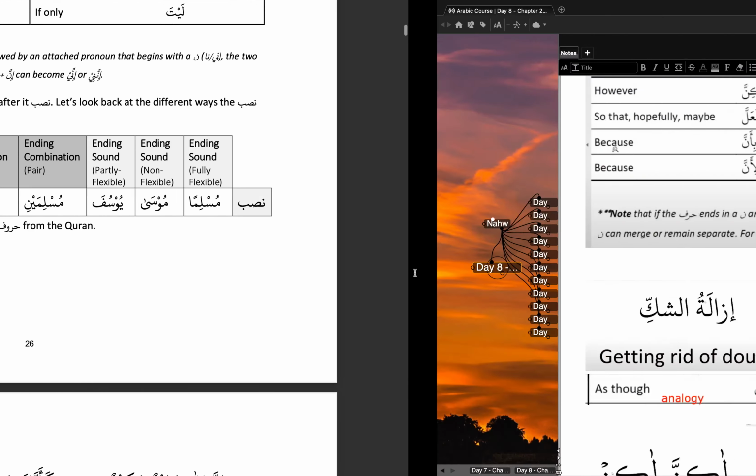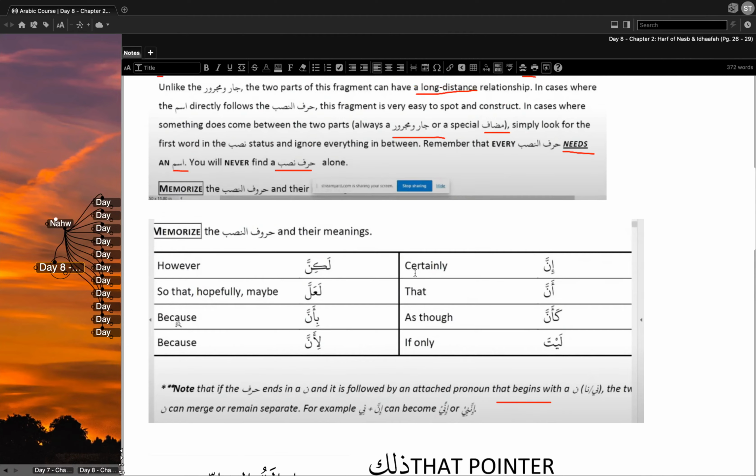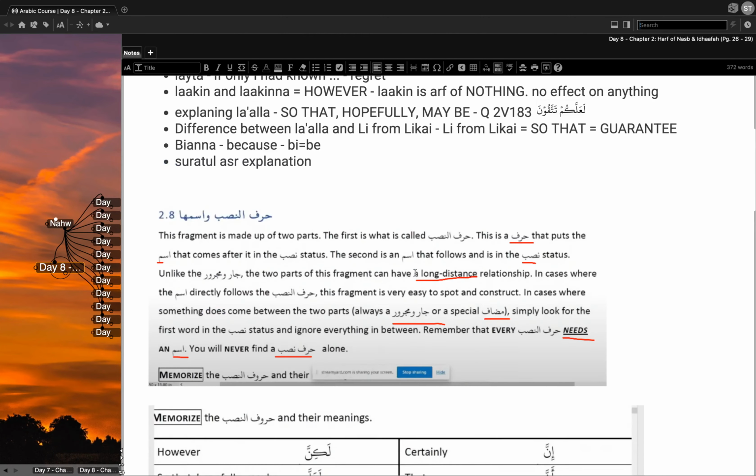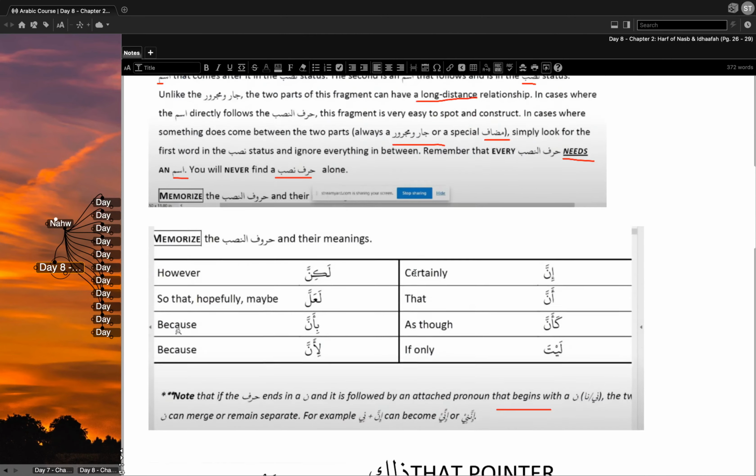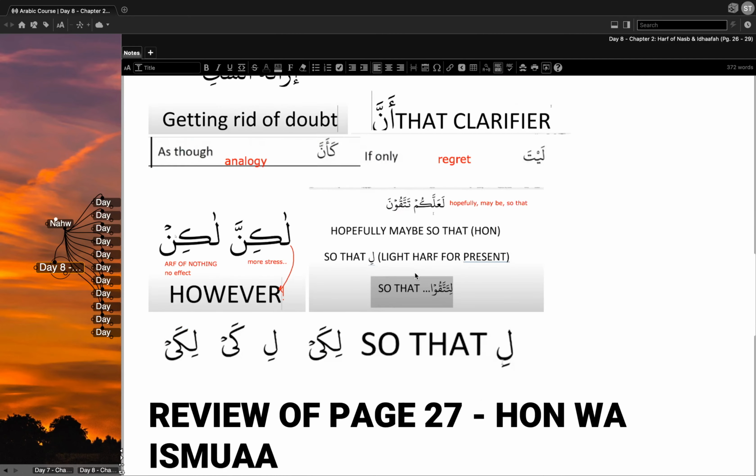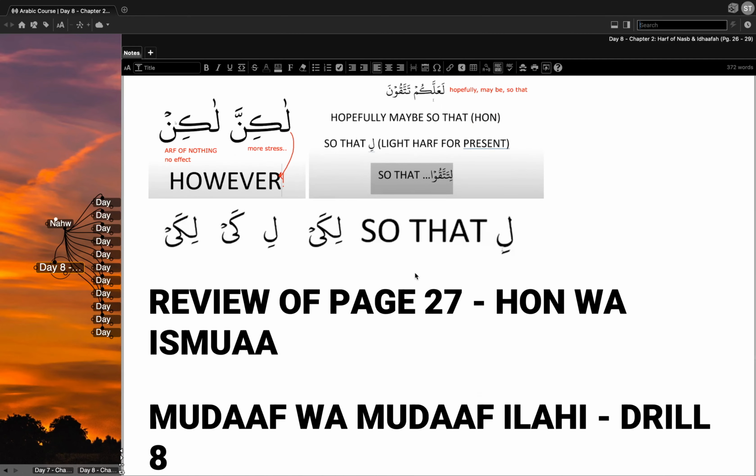Then we started doing a review, if I remember correctly. Then Ustadh was explaining Surah Al-Asr. Page 27, review.